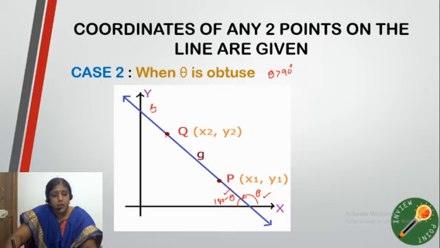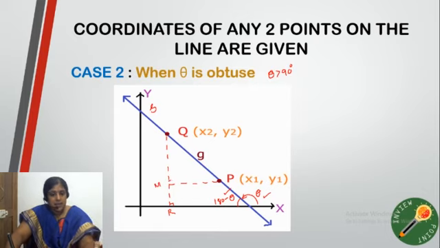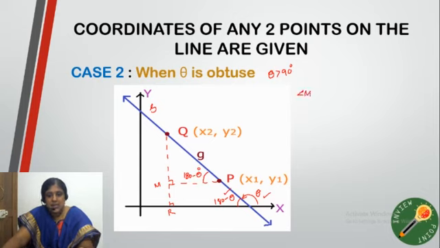Now let's draw a perpendicular from point Q to the x-axis. Let it meet at point R. And draw a perpendicular from point P to QR and let it meet at M. Then angle MPQ is 180 minus theta degrees. So angle MPQ is equal to 180 minus theta. So we can say theta is equal to 180 minus angle MPQ.